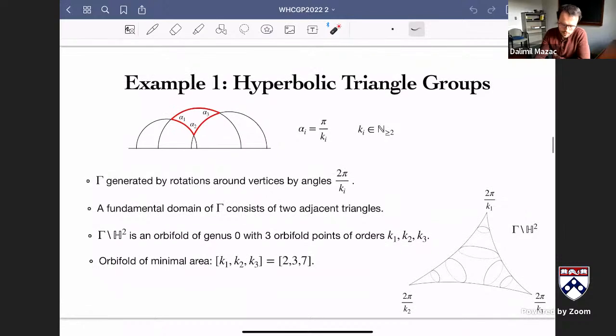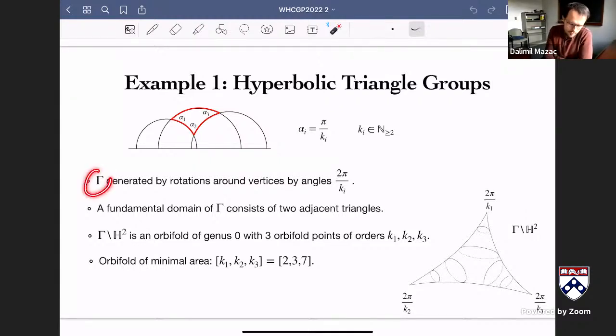Okay, before telling you what our results are, let me just describe some examples of hyperbolic surfaces and orbifolds. The first example are triangles, hyperbolic triangle groups. And to get them, you choose 3 geodesics in the upper half plane, which meet at angles that are, so these αs, the interior angles, are π over positive integers. And Γ in this case is generated by rotations around vertices, these 3 vertices, by angles 2π/ki.